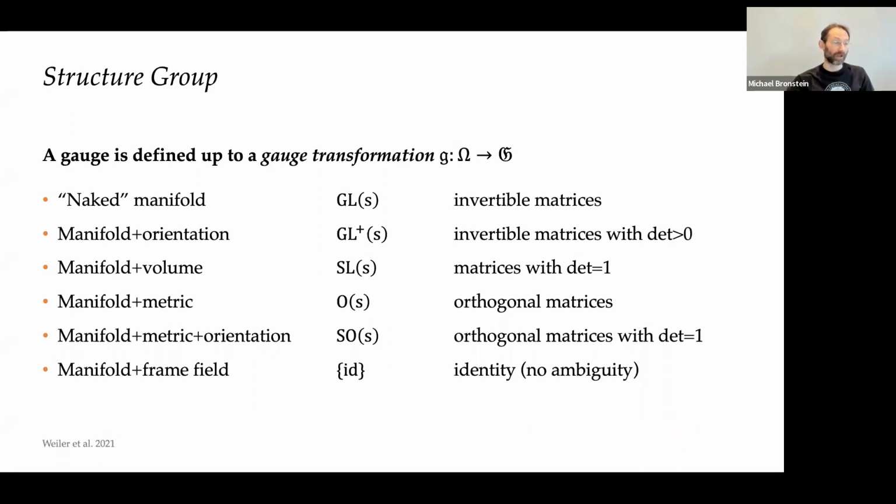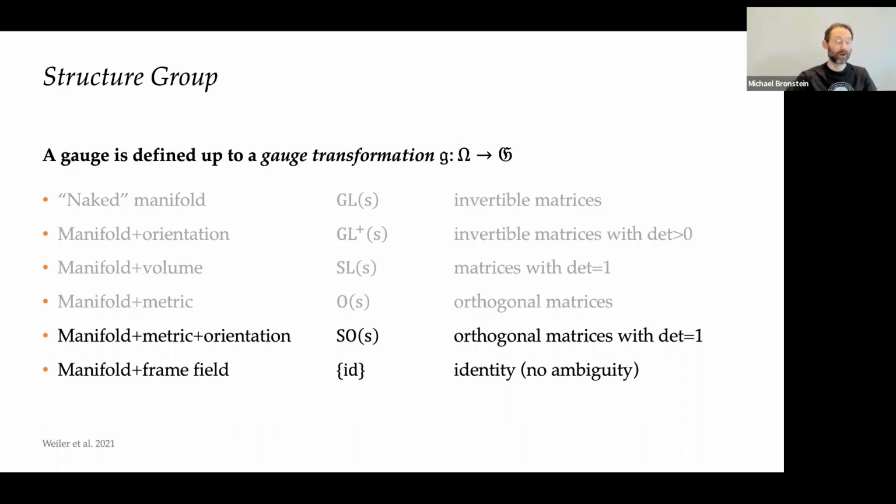And we have an orientable Riemannian manifold, so we rule out pathologies like the Möbius surface. We're talking about orthogonal matrices with determinant equal to 1, or the special orthogonal group that we've seen before. And finally, if we have a manifold with a frame field, we don't have any ambiguity. So it's a trivial group with just the identity element.